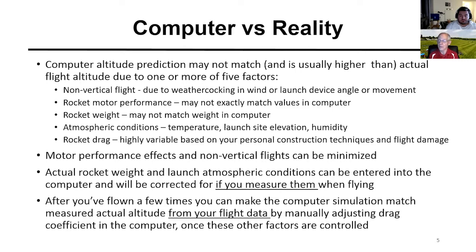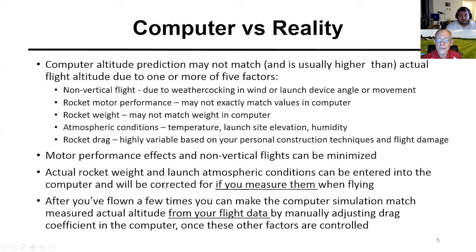And if it isn't still close to reality, after a few flights, when you have the real altitude that the rocket goes with that real motor, then you can go back into the computer and manually override the drag coefficient, adjust the drag coefficient so that the simulation predicts exactly the altitude that you actually went. And that's your real drag coefficient. From that point on, you can then vary the weight of the rocket to change altitude, and it'll respond almost exactly the way the computer program says. But you have to have the real drag coefficient of the rocket in there to have that work.